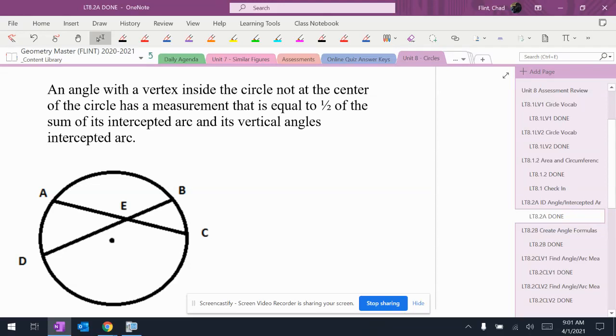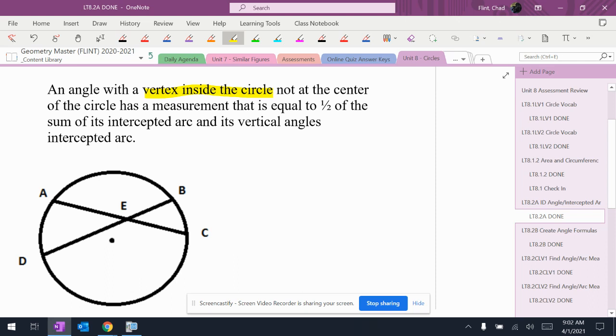So the last kind of angle, which is the worst one because it doesn't make complete sense unless you really think about it, is an angle with a vertex inside the circle, not at the center. That's a horrible name, okay? It doesn't have a name. So vertex inside the circle is usually what I say, inside the circle. This would technically work for a central angle, but the rule is harder to remember, so we don't really use it for a central angle. So vertex inside the circle, parentheses, not center.